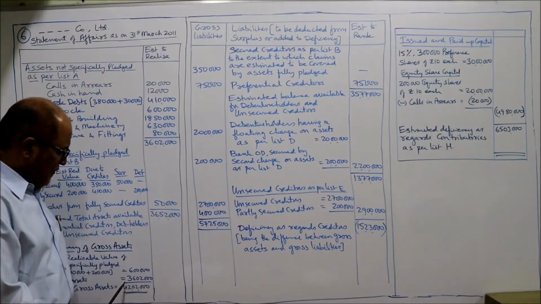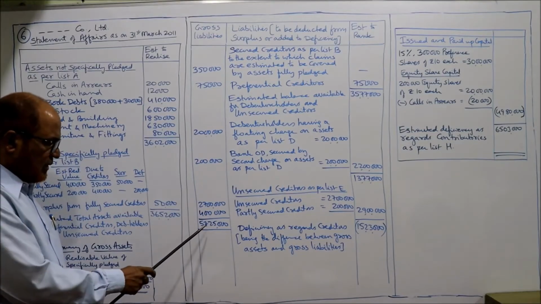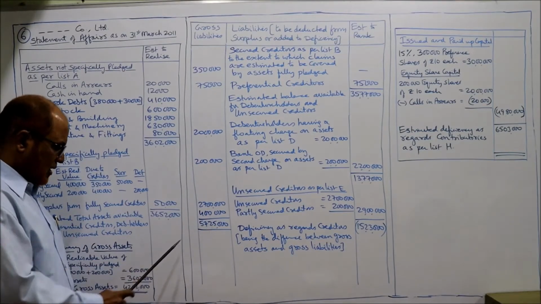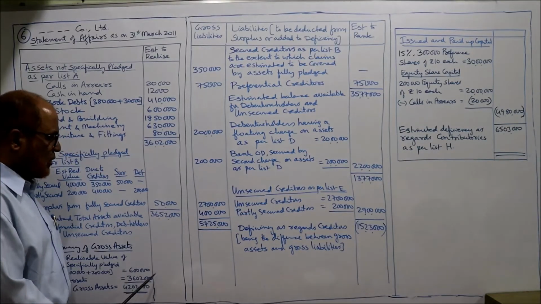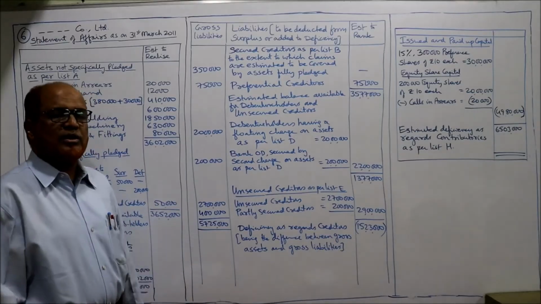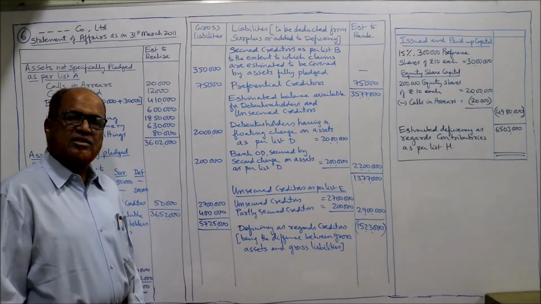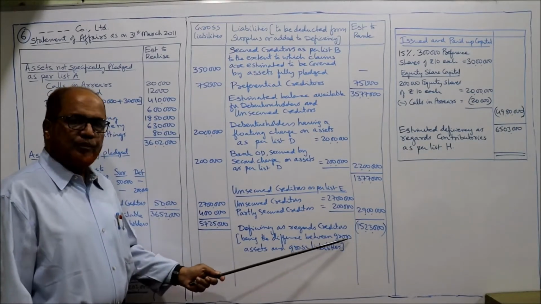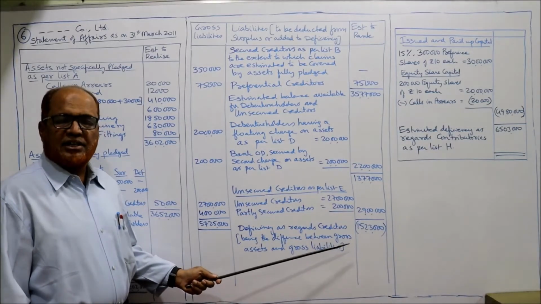Gross assets are 42 lakh 2,000 and gross liability is 57 lakh 25,000. So subtract 42 lakh 2,000 minus 57 lakh 25,000, you get minus 15 lakh 23,000. Confirm, our calculations are correct. So up to deficiency as per creditors we have taken.